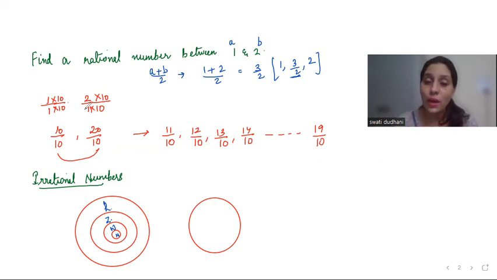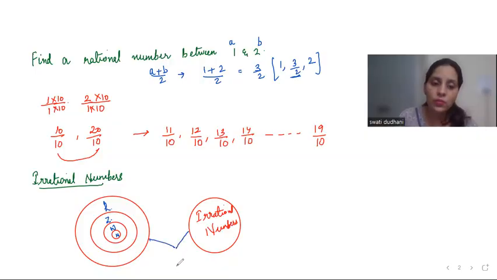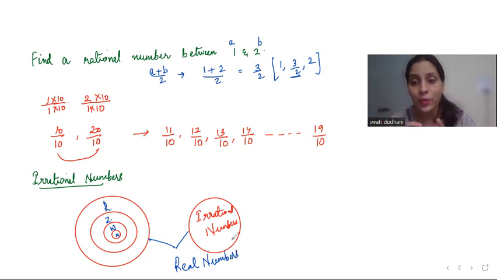Now coming to the next part, irrational numbers. Here we have now seen natural numbers, whole numbers, integers, rational numbers. Irrational numbers are quite different, a different category. Irrational numbers and rational numbers together form real numbers. Real numbers is another very important concept which you will see in grade 10th, so I'm not going to go in depth. So let's see what are irrational numbers.